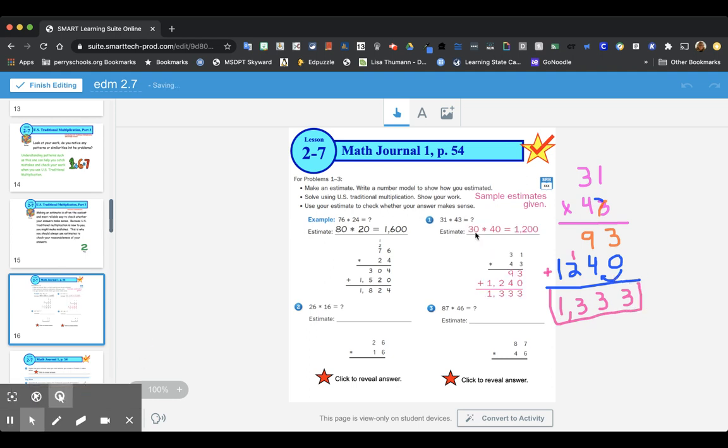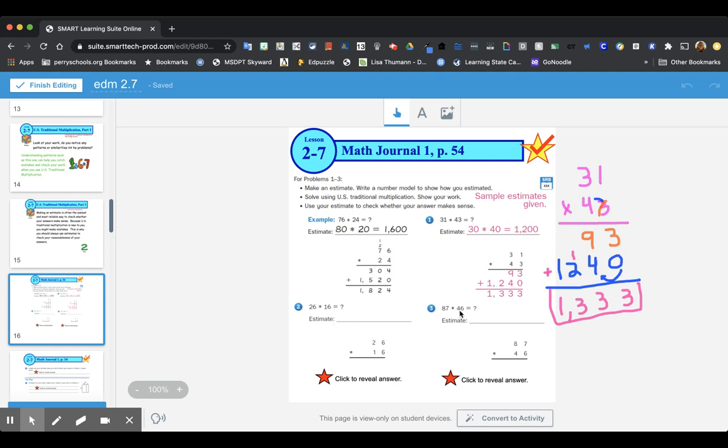And you can see here, the estimate would be 30 times 40, because 31 can round to 30, 43 to 40. The estimate would be 1,200. Does that make sense with my answer? Yes, it does. So now it's your turn to do 26 times 16. Don't forget to estimate first.